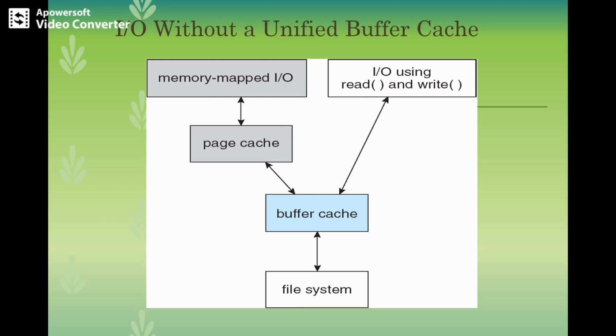Let's say we have the opening and accessing of a file. One approach is to use memory mapping, and the second approach is to use read calls and write calls, because read can be used for opening and accessing the file, and write for writing. So without a unified buffer cache, the read and write system calls go through the buffer cache. The memory mapping call requires using two caches, right? One is the page cache and the other is the buffer cache.